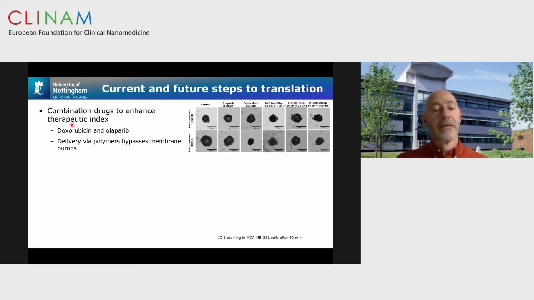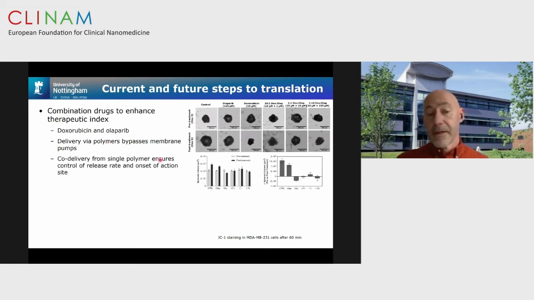So we're looking at combination drugs, because clearly the classic delivery of one drug is not something that we probably want to do therapeutically. And we're looking particularly for radiation-based therapy, to look at a radiosensitizer, and olaparib is our drug of choice. The important thing is that if you deliver doxorubicin and olaparib together via a polymer prodrug system, then you can bypass membrane pumps for resistance, but you can also co-release them, as has already been mentioned in this session.